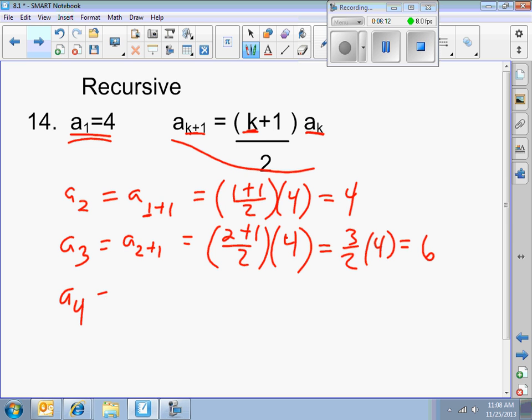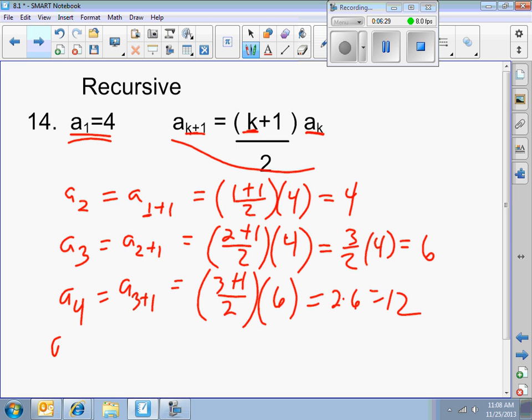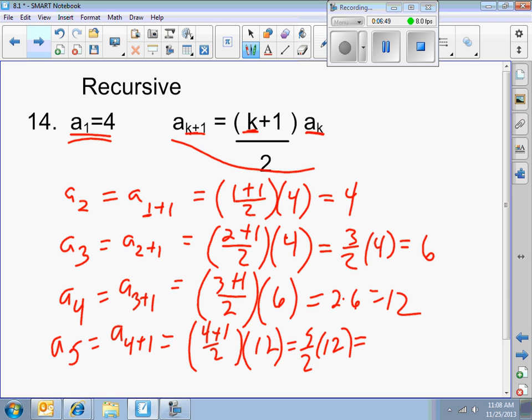Do another one. A sub 4 is equal to a sub 3 plus 1, or the previous term. So it's 3 plus 1 over 2 times the previous answer was 6. So 4/2 is 2. 2 times 6 is 12. And finally, the fifth term would be fourth term plus 1. So now we have 4 plus 1 over 2 times that 12, which is 5/2 times 12, which is 6 times 5 is 30. And that's using a recursive formula.